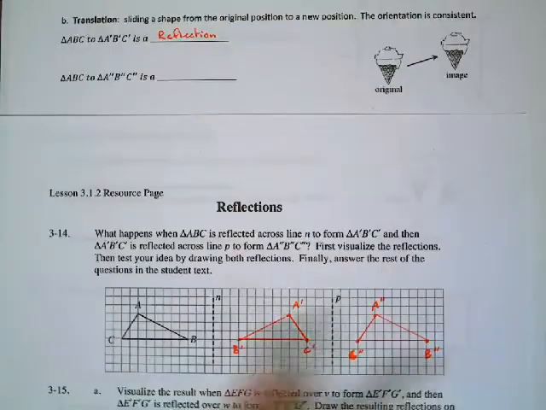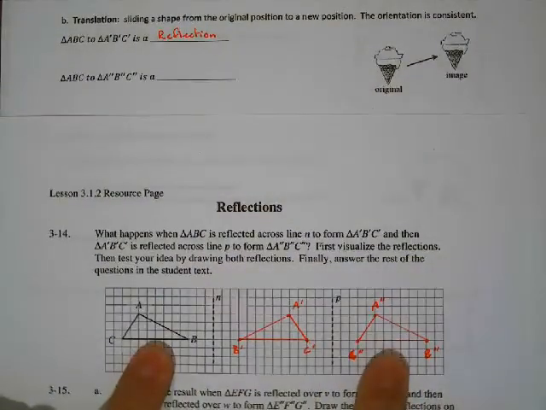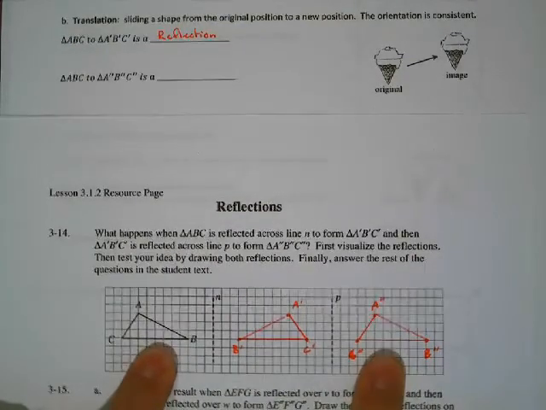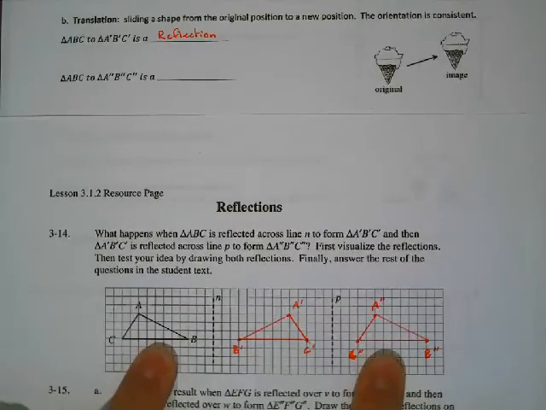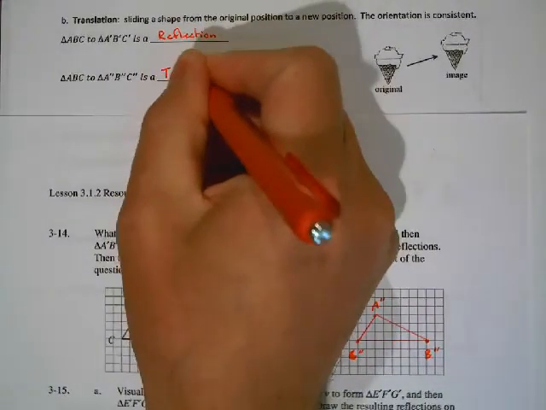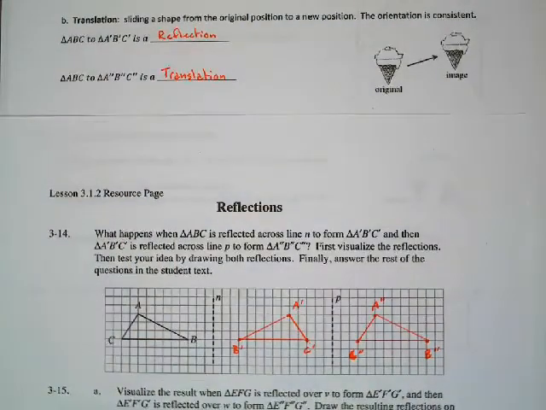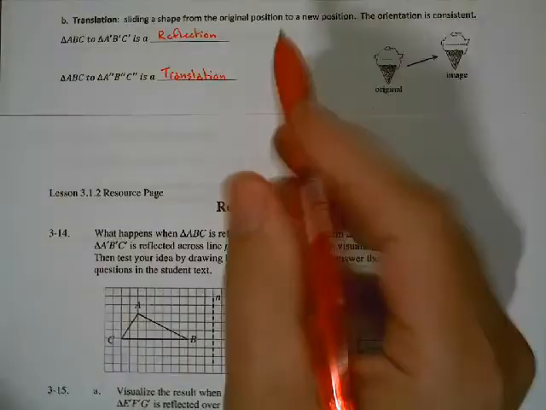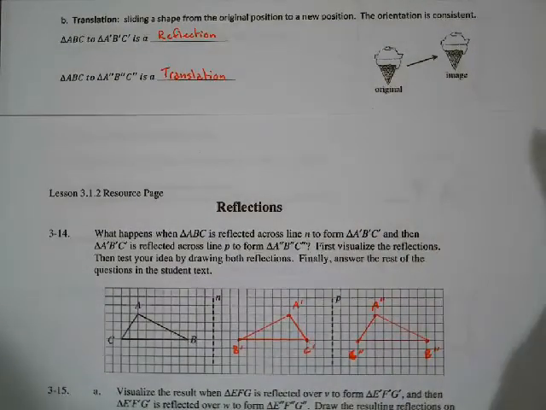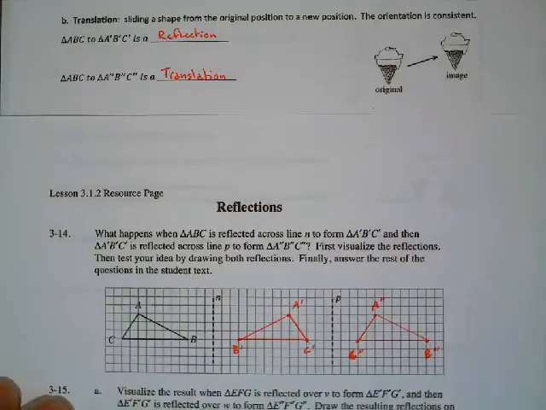But if we take a reflection and reflect it again, this one to this one, so ABC to A prime prime, B prime prime, C prime prime, if we do that, then the orientation doesn't change, and that's called instead a translation. All right. So a translation is when the orientation doesn't change. So we've just taken it, it's like we put our finger on it and slid it somewhere else.